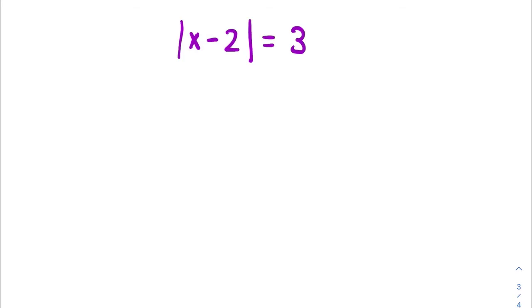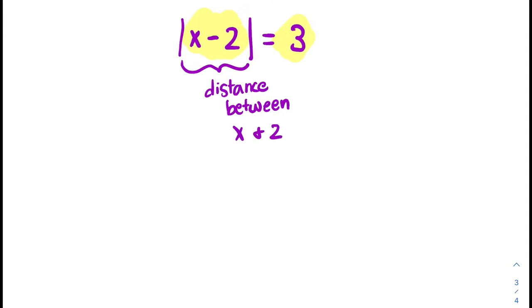Let's look at an equation where one of our numbers is unknown. So what this essentially says is that the distance between these two numbers that are being subtracted is equal to 3 units. Because like we talked about, I subtract two numbers to figure out how far apart they are, and then this absolute value represents the distance between them, which means it's going to be a positive value. So the distance between x and 2, in this case, is equal to 3 units.